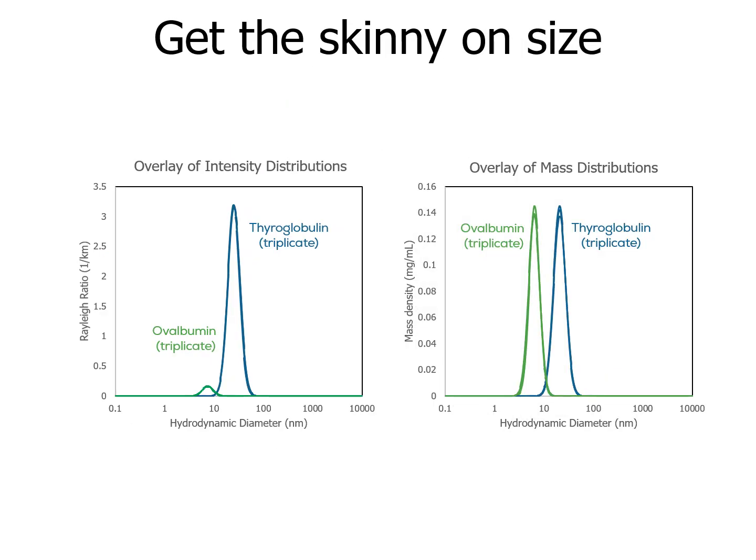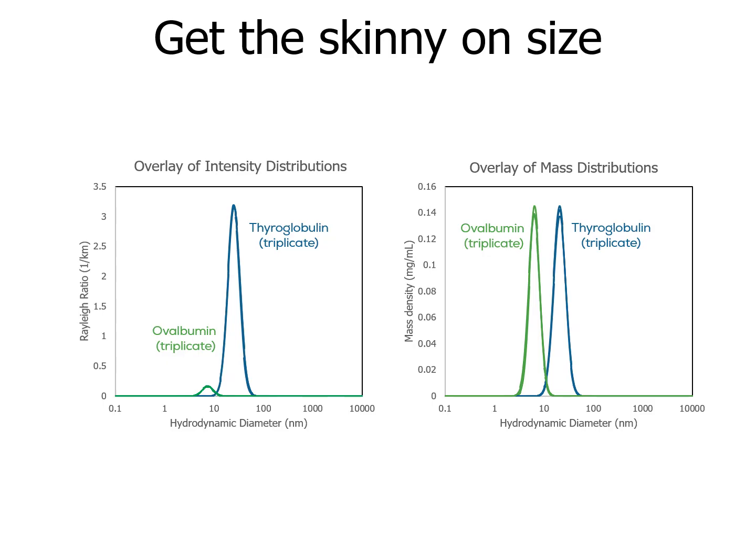Here's a look at some example sizing data from DLS to further explore that concept. In this case, we have measurements of 2 commercially available proteins, thyroglobulin and ovalbumin, which are loaded at the same concentration in triplicate in 6 separate wells. Note that these proteins are different in size, which is why when we overlay the data, we can see peaks at different sizes along the x-axis.